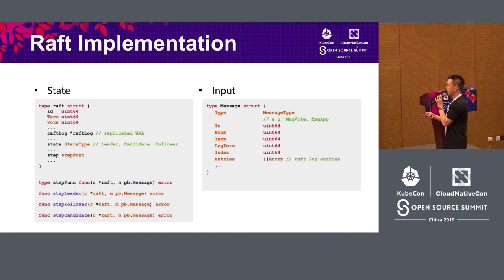So messages are of different types. For example, you can have a message vote, which is for requesting a vote, or a message append, which is used by the leader when it tries to replicate its logs to other nodes. It's going to issue a message with a message append type. Two is the destination node. From is where the message is from. We're going to skip this. And entries, so a message can carry a whole bunch of entries. For example, when the leader tries to replicate logs from itself to the followers, it's going to include the Raft log entries here.